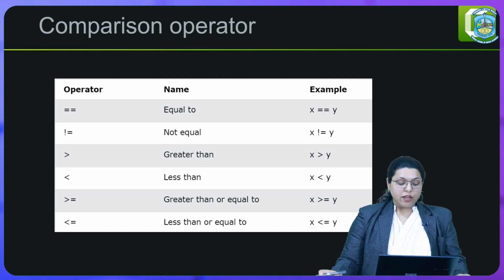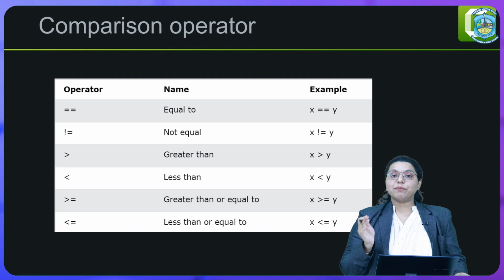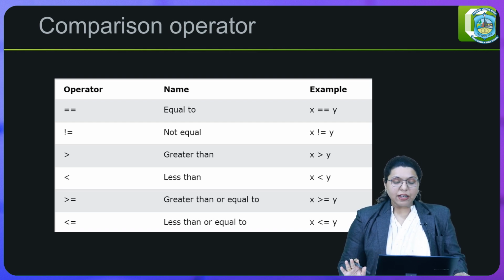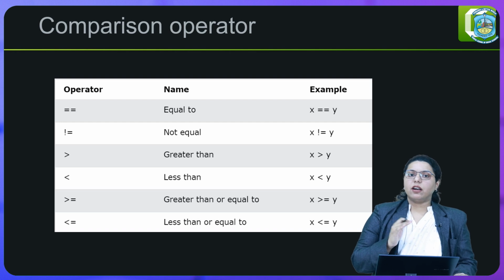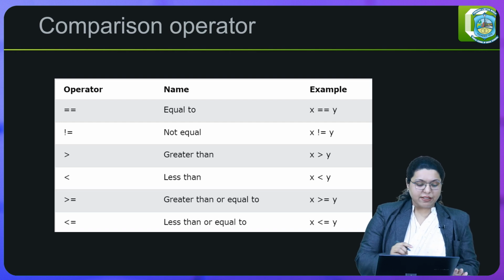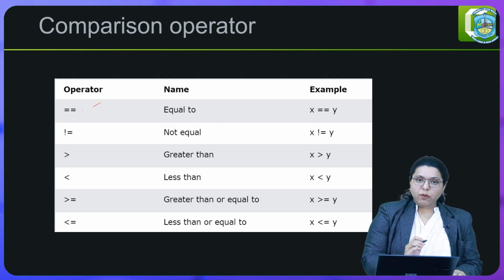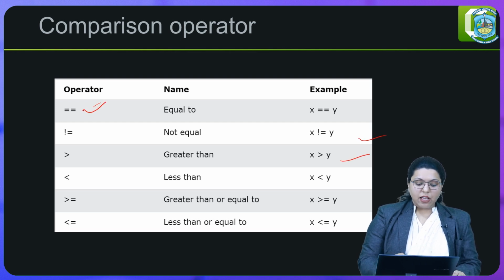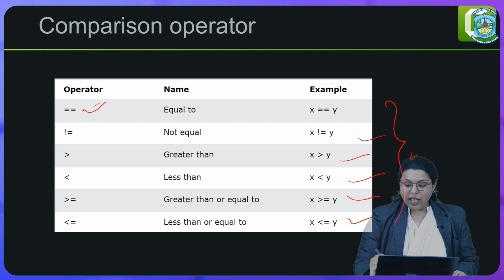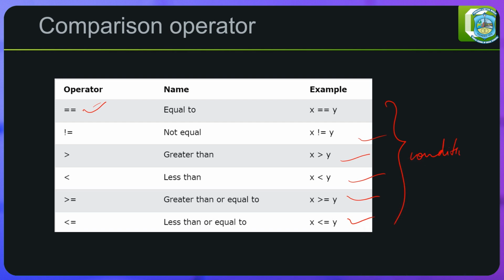Next concept is comparison operators. Now what are comparison operators? Comparison operators are mainly used to compare two values or two variable names, or to compare the values in a program. This is the double equal to operator, this is not equal to, greater than, less than, greater than or equal to, less than or equal to. These are mainly used for conditions in a program.